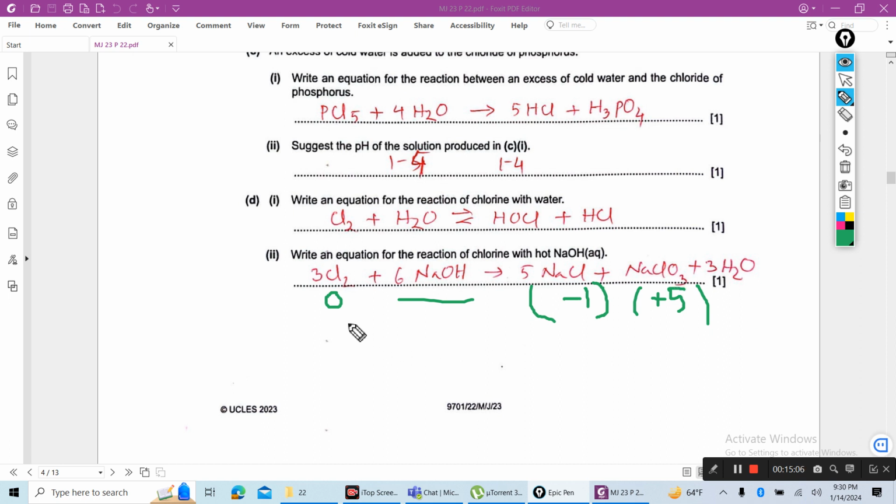This is a disproportionation reaction because chlorine is simultaneously reduced, it goes 0 to -1, reduced, and again it is oxidized, 0 to +5. So chlorine is simultaneously oxidized and reduced. That's why this is a disproportionation reaction.